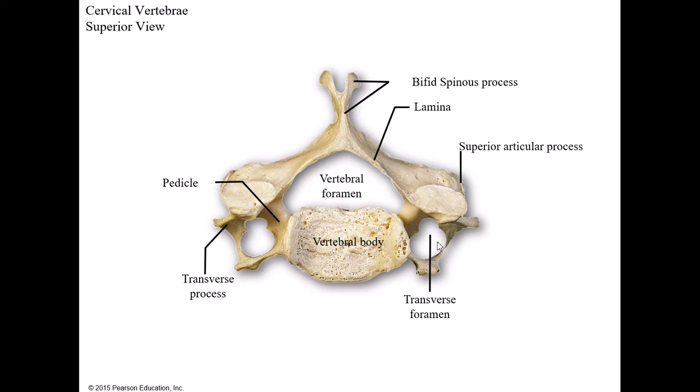Here's the transverse process coming out sideways. Right? Here's the transverse process here, but look at this. Inside the transverse process is a hole. We didn't see that before when we looked at a typical vertebrae. This is unique to the cervical spine.